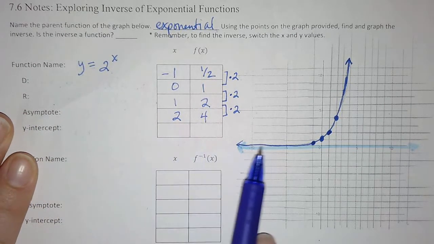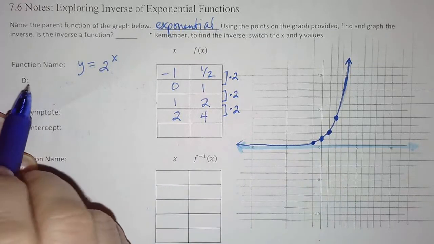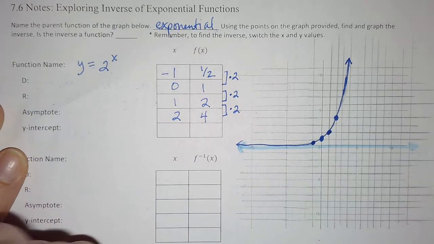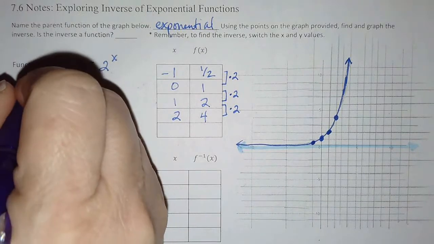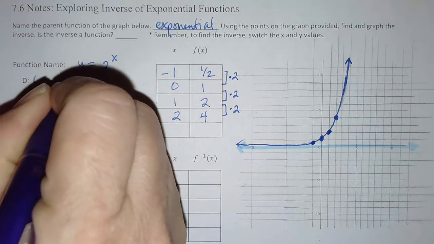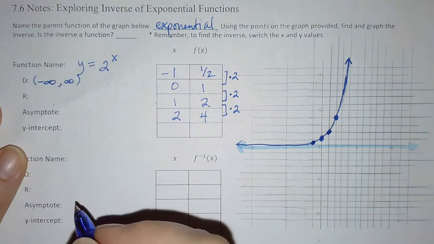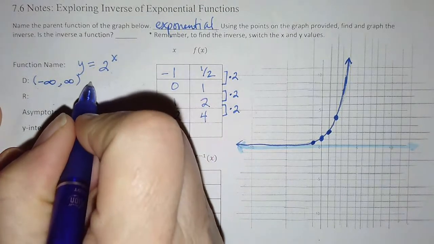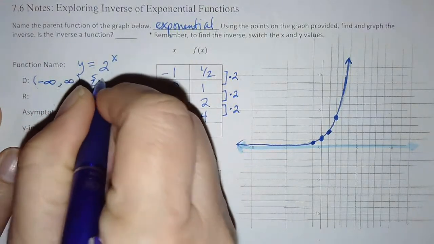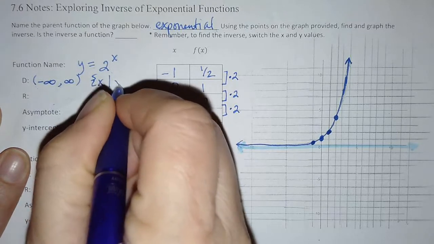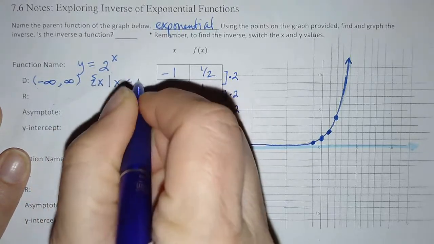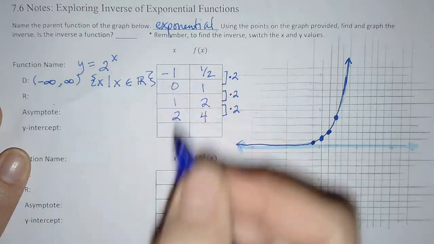We learned when we graphed exponential equations that the domain is always all real numbers. So I can write that as -infinity to infinity in interval notation. And I would write it as the set of numbers x such that x is an element of all real numbers, in set notation.